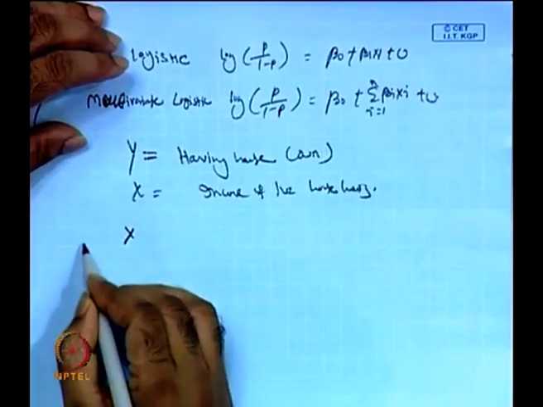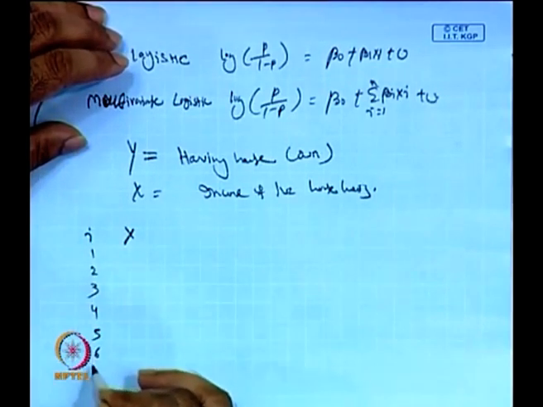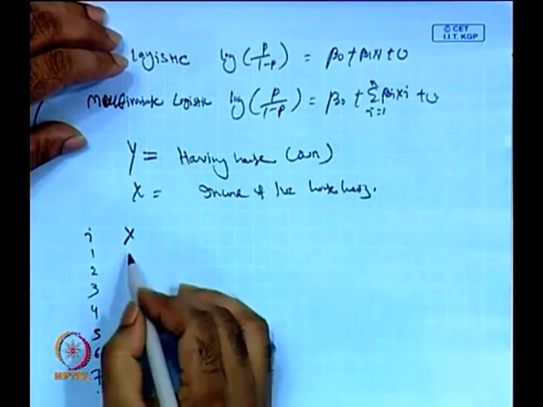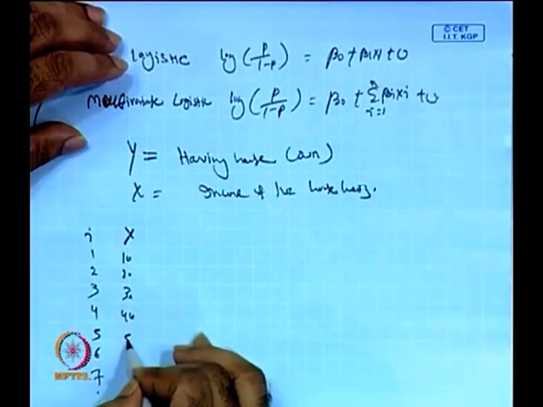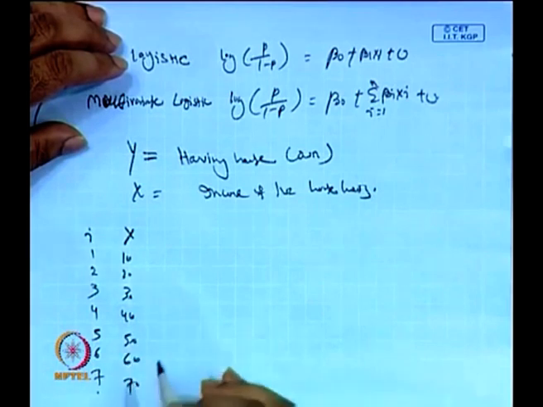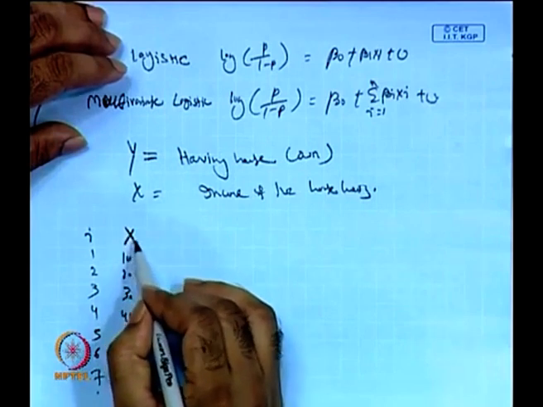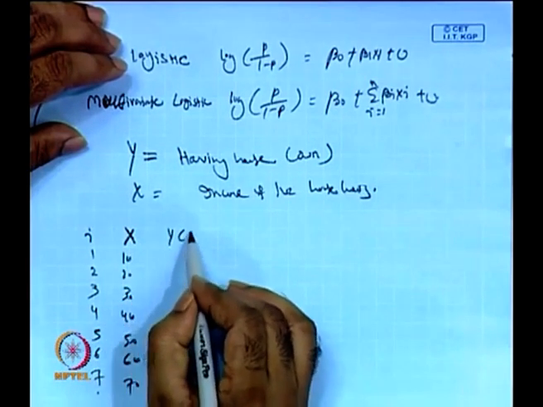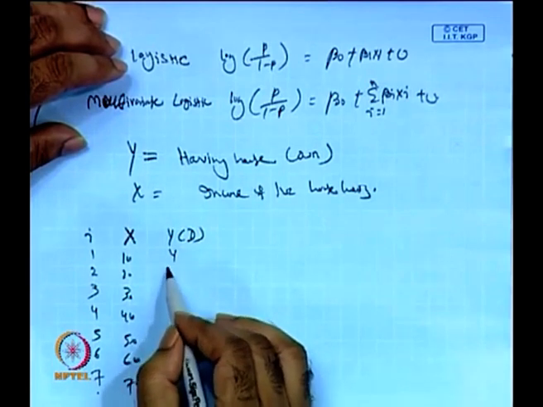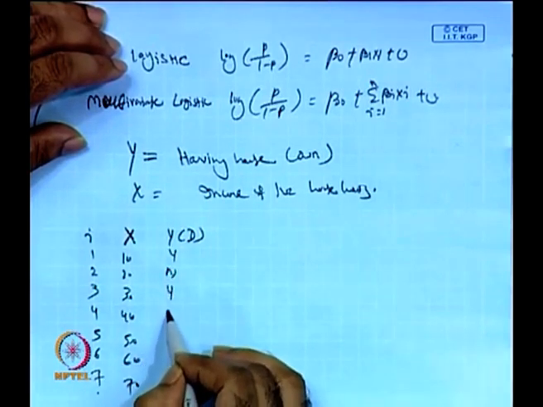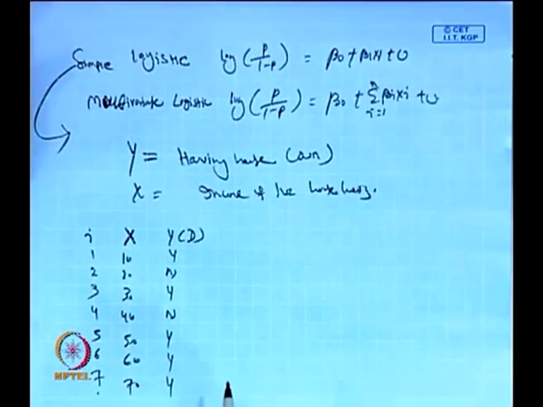We have sample observations 1, 2, 3, 4, 5, 6, 7, and we have income levels, say 10, 20, 30, 40, 50, 60, 70. These are the income levels. Then we have y, which is a dummy having a yes, no situation. Yes, no, yes. Okay, so this is how the structure is.